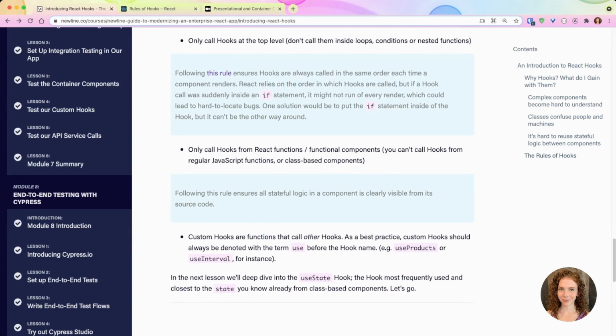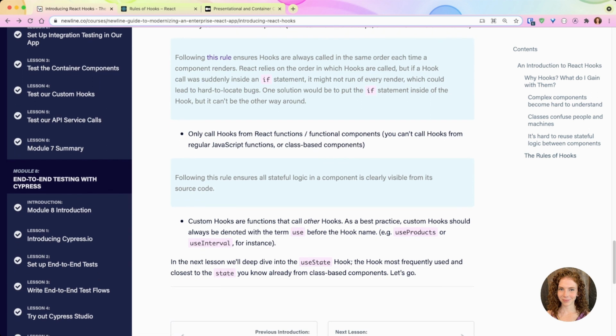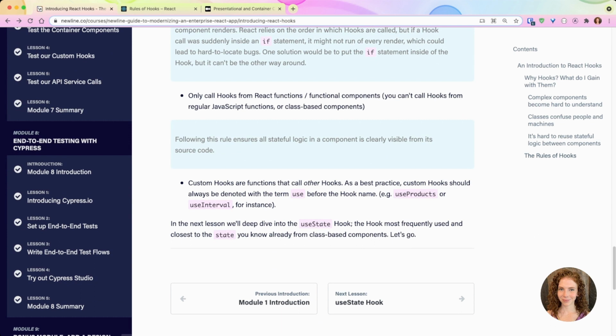The next rule: only call hooks from React functions or functional components. You cannot call them from regular JavaScript functions or class-based components. It just doesn't work. Following this rule ensures that all stateful logic in a component is clearly visible from its source code. And then the third rule is that custom hooks are functions that call other hooks. This takes a little bit of time to get your head around, but as a best practice, custom hooks should always be denoted with the term use before the hook name. So if you had a custom hook that was involved with your products, you might call it useProducts. Or if you had a custom hook that was just for running intervals within your application, you might call it useInterval. So it's just use something, and that's the name of your hook.